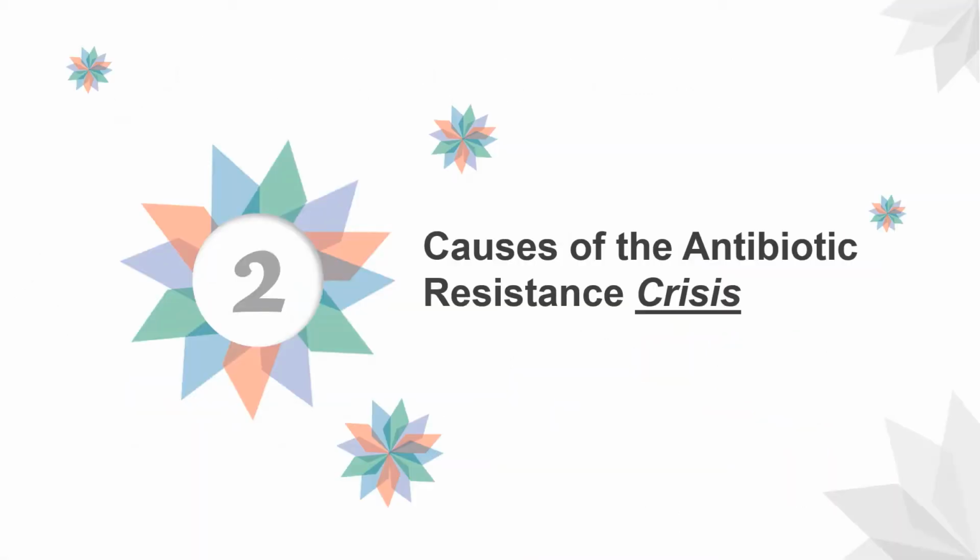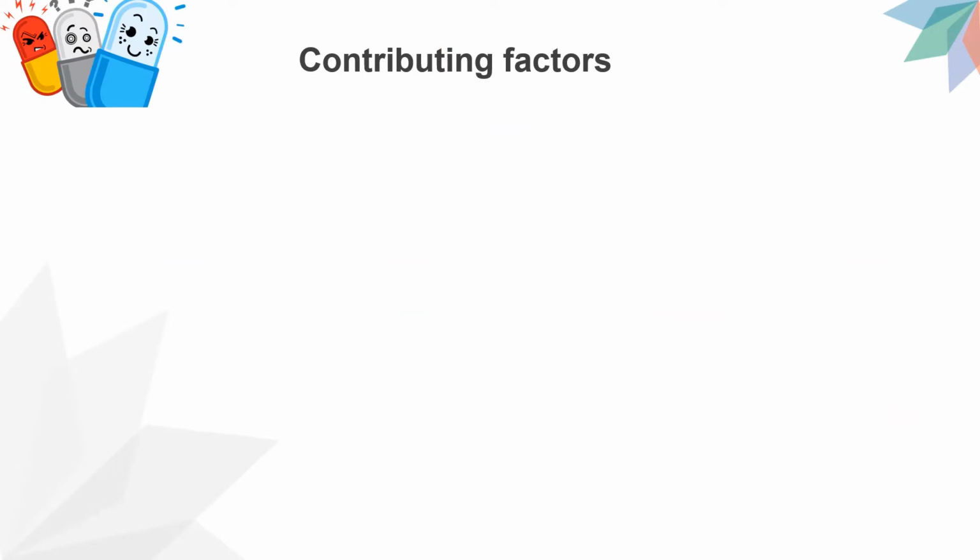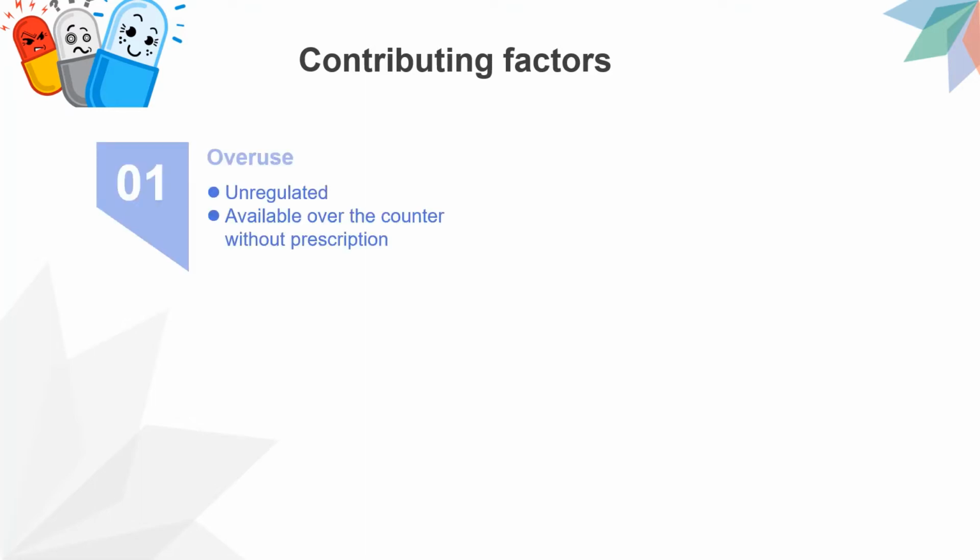So what is making antibiotic resistance a global crisis? There are several factors contributing to a global environment that favors antibiotic resistance. They are: firstly, the overuse of antibiotics. In many countries, antibiotics are unregulated and available over the counter without a prescription. This lack of regulation results in antibiotics that are easily accessible, plentiful, and cheap, which promotes overuse.